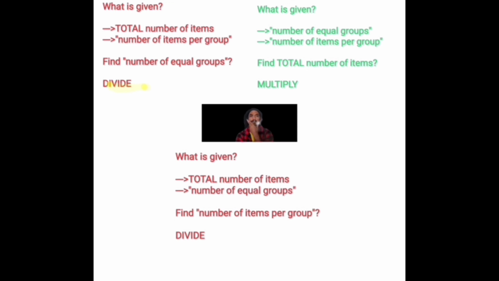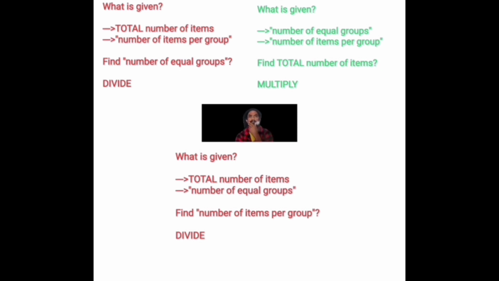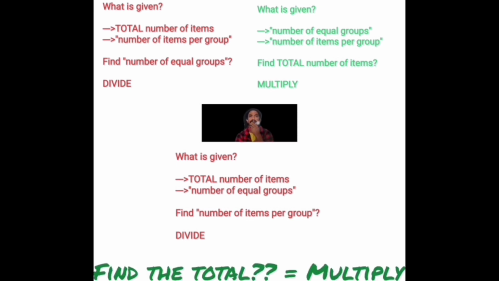Then there are times where you're given the total number of items and the number of equal groups and asked to find the number of items per group. In that case, you need to divide. Basically, if they give you the total and they're asking you to find either number of items per group or the number of equal groups, you need to divide. So look for that total. If you see the total, divide. If the total is not given and they're asking you to find the total, that means you need to multiply.